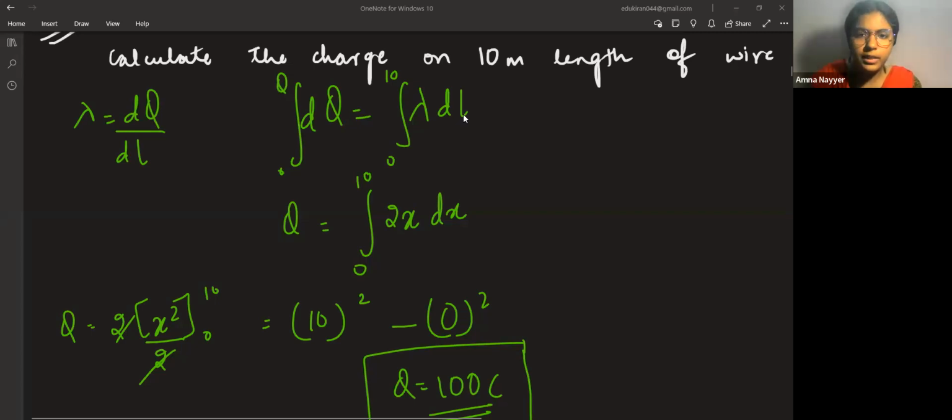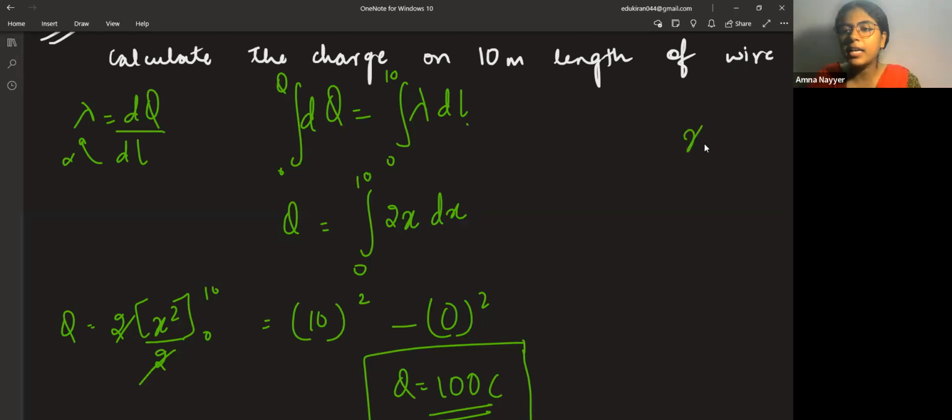See, who has asked this? Mariam. In this question, what we have done, lambda dl we have taken. So dq is equal to lambda dl. According to this formula, what will happen? This will get multiplied over here, right? Now q is equal to integration of 2x dx. So how do we integrate?